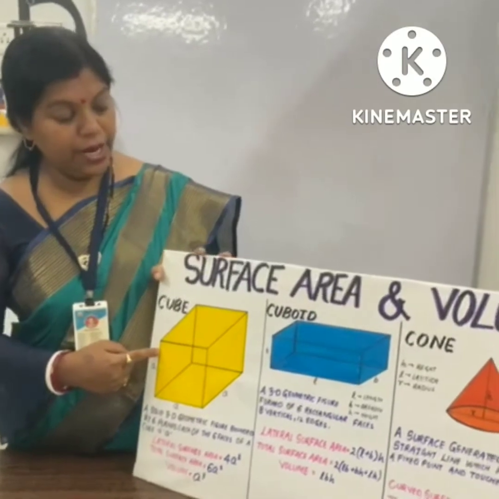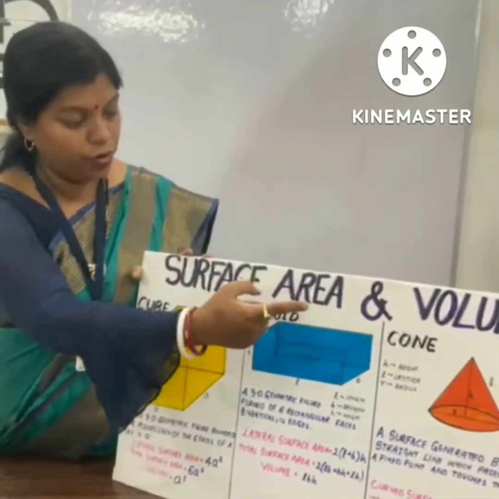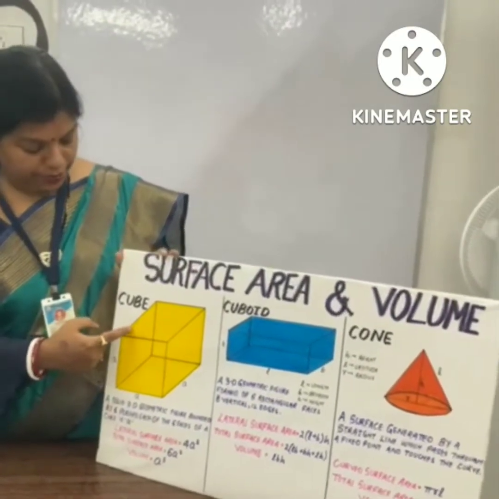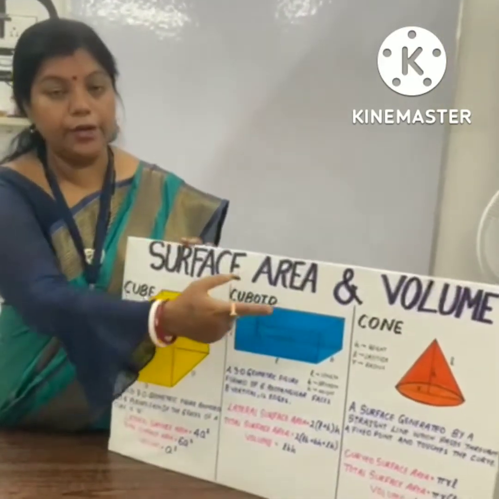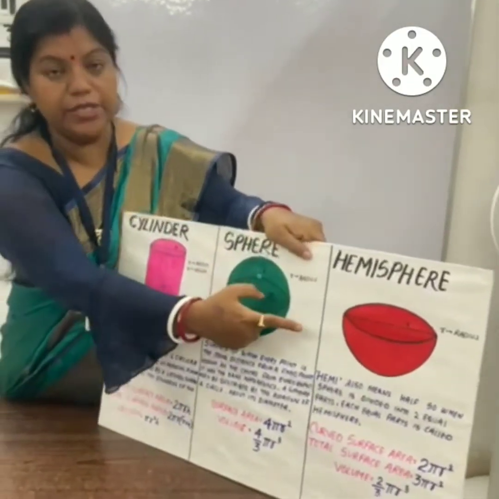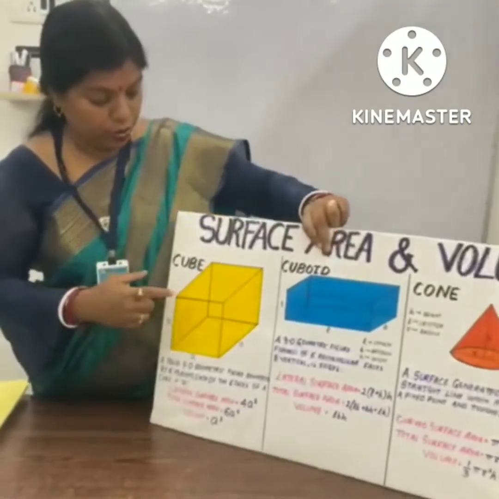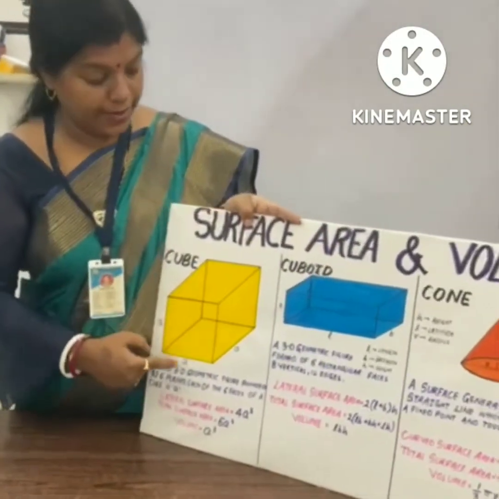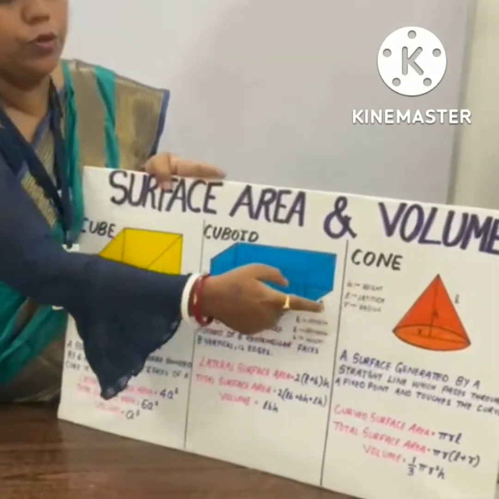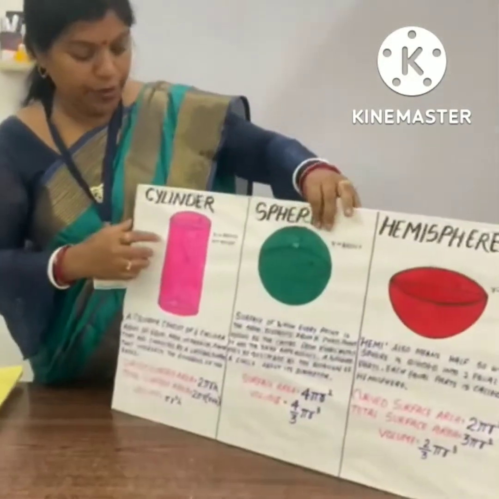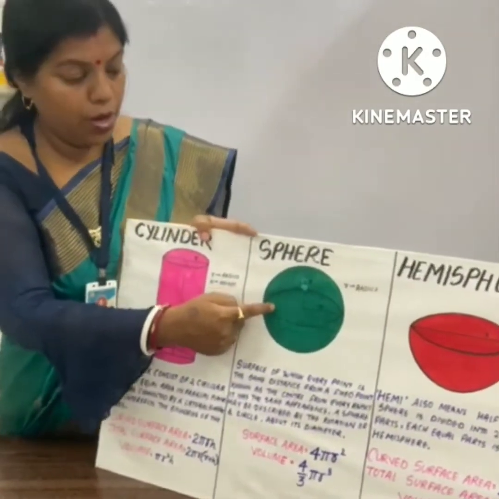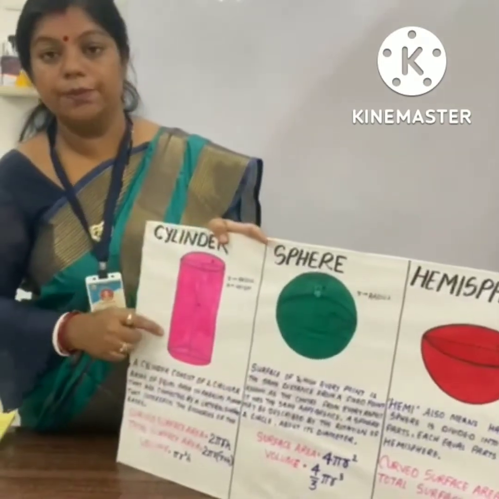Now we will deal with three-dimensional shapes, the surface area and volume of three-dimensional shapes. What are three-dimensional shapes? Three-dimensional shapes are the cube, cuboid, cone, cylinder, sphere and hemisphere. The example of a cube is a dice, of a cuboid is a compost box, of a cone is an ice cream cone, of a cylinder is a water bottle, of a sphere is a football, and of a hemisphere is a bowl.